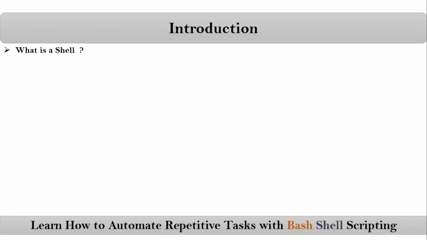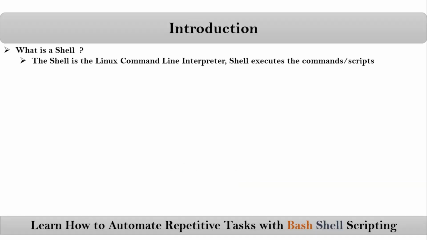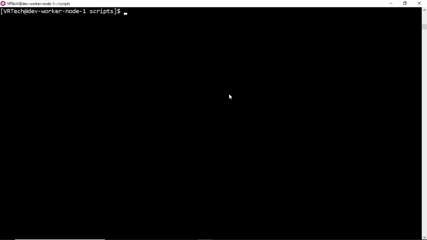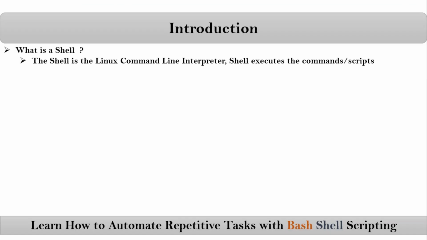First, let me go with what is a shell. The shell is the Linux command line interpreter. Simply, shell executes the commands or scripts. Suppose this is my command line for my CentOS operating system, and here let's say I am running a command called ls. So ls is executing and we are getting some result. That execution part will be done by the shell.